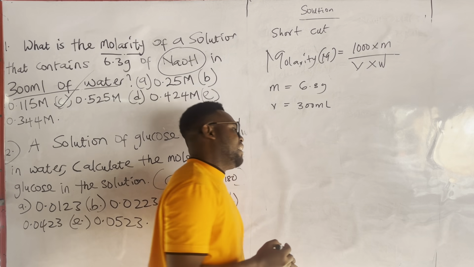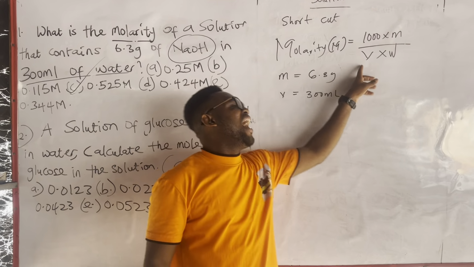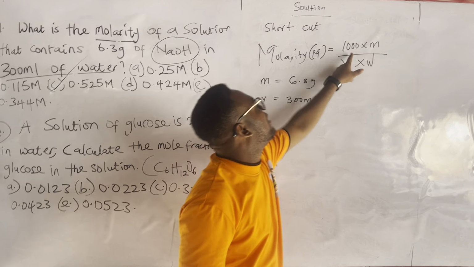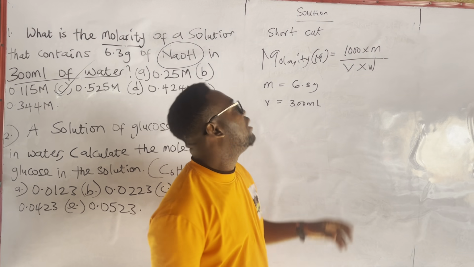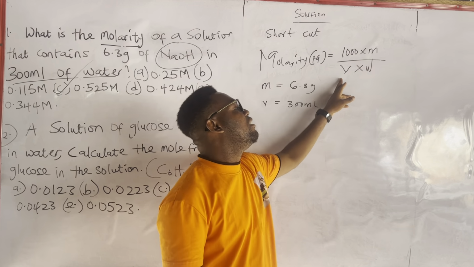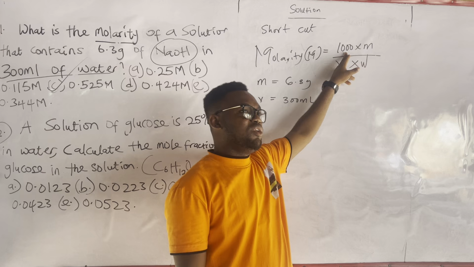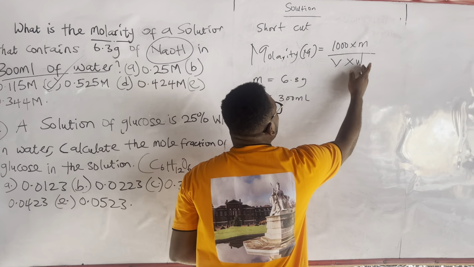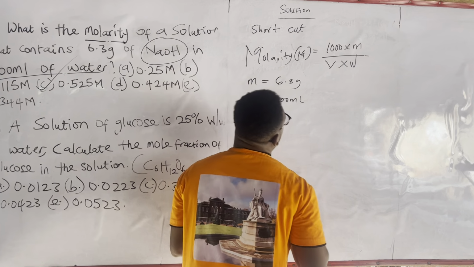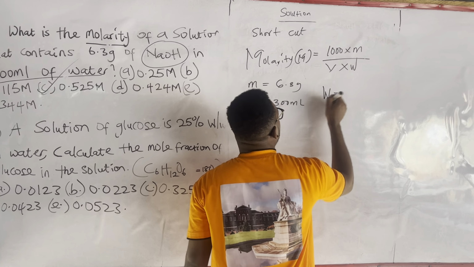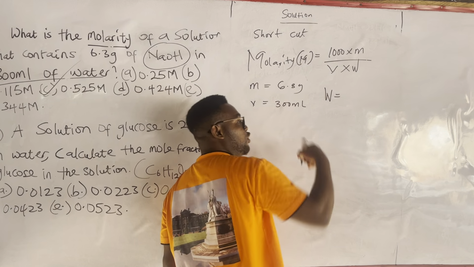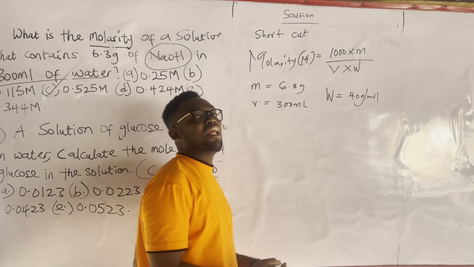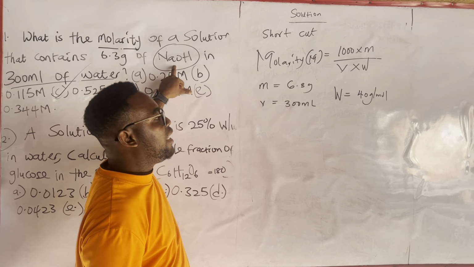Now notice something I said in the previous video: when the volume is in milliliters or cm cube, we retain the 1000 in the formula. But if the volume is in liters or dm cube, we remove the 1000 from the formula. Now, what about the molecular weight? I said in the previous video that this molecular weight is the molecular weight of the solid, calculated in the normal method to be 40 grams per mole. That is the molecular weight of the solid, NaOH.